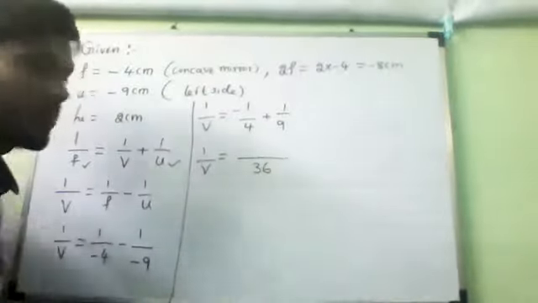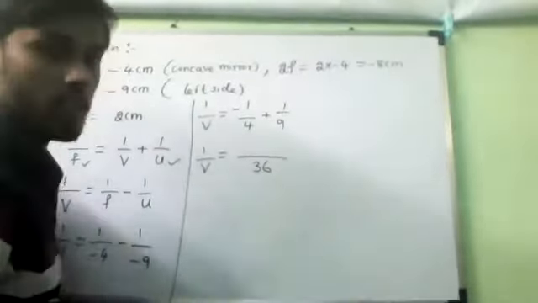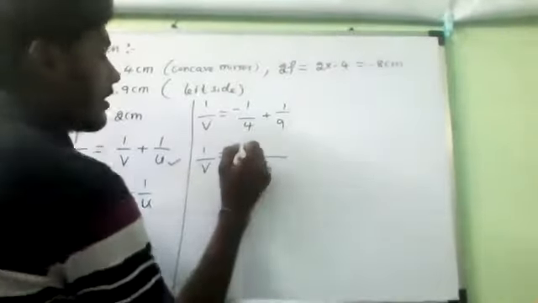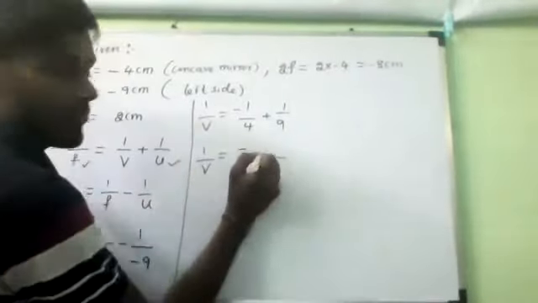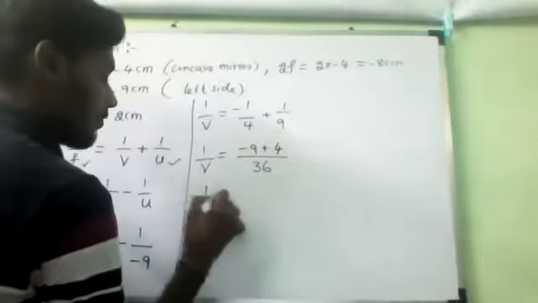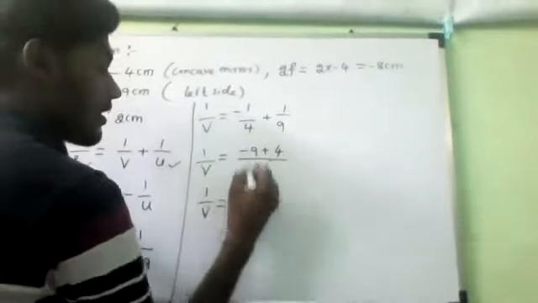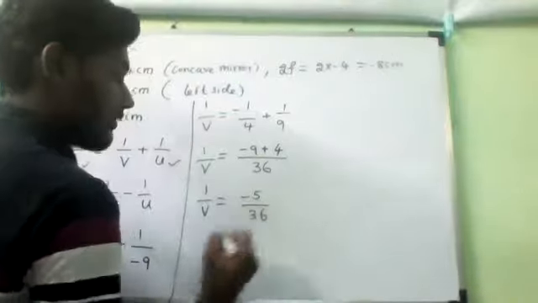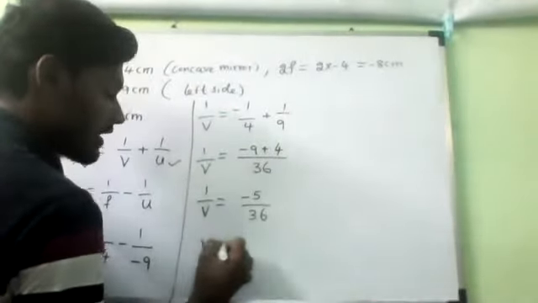Sir, 36. So now, 36 means how will it come? Tell me. Minus 9 plus 4 will come. Understand? So 1 by v is equal to minus 9 plus 4, how much? Minus 5. So 1 by v equals minus 5 by 36.